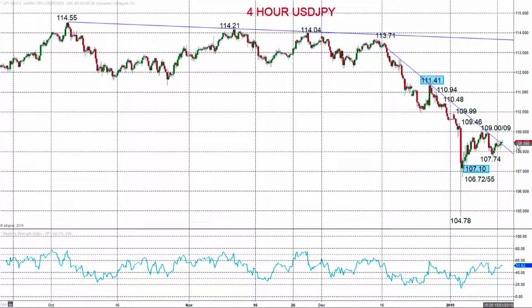So we now see more of a neutral intermediate term outlook between 107.20 and this high up here at 111.41. So looking for more of a neutral theme in here as we go through mid-January for US dollar yen, with some indecision, but dollar CAD certainly pointing to the downside.